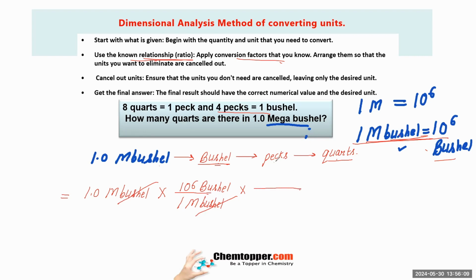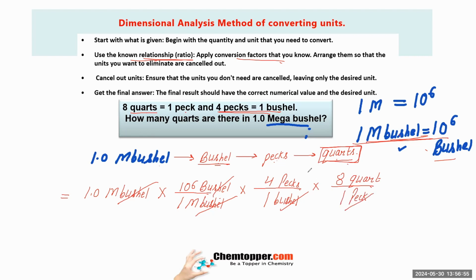Now, let's see packs. We know that 1 bushel is 4 packs. So I'm going to plug in this ratio. 4 packs over 1 bushel. Now you can see this bushel and bushel cancelled. We are left with packs. But I need the answer in quarts. So I'm going to plug in the next ratio. 8 quarts is 1 pack. So I'll put 8 quarts, quart in the numerator because that's the unit I want finally, over 1 pack.